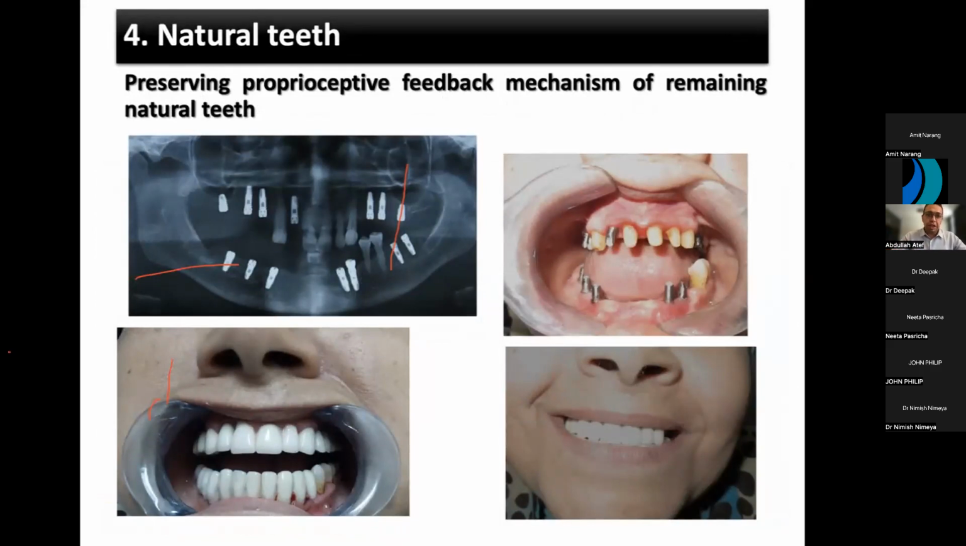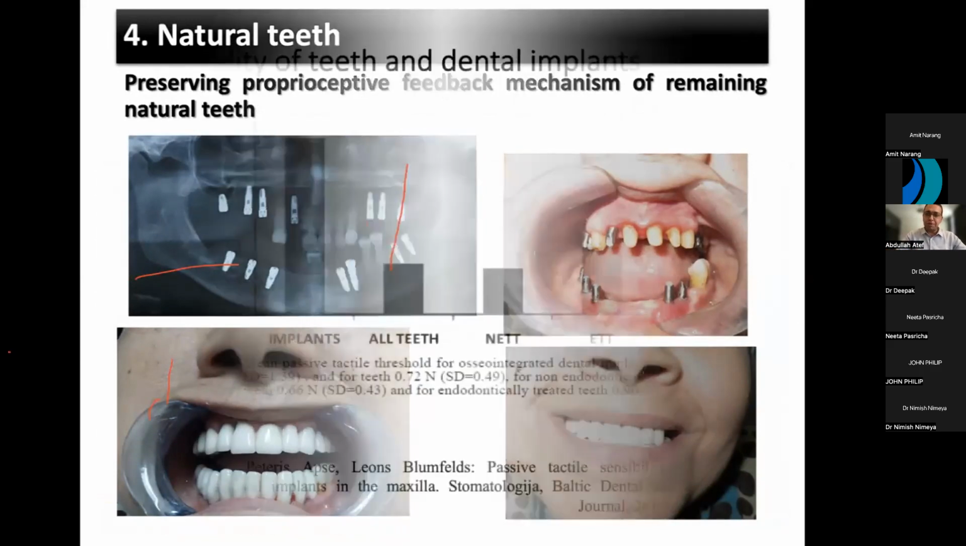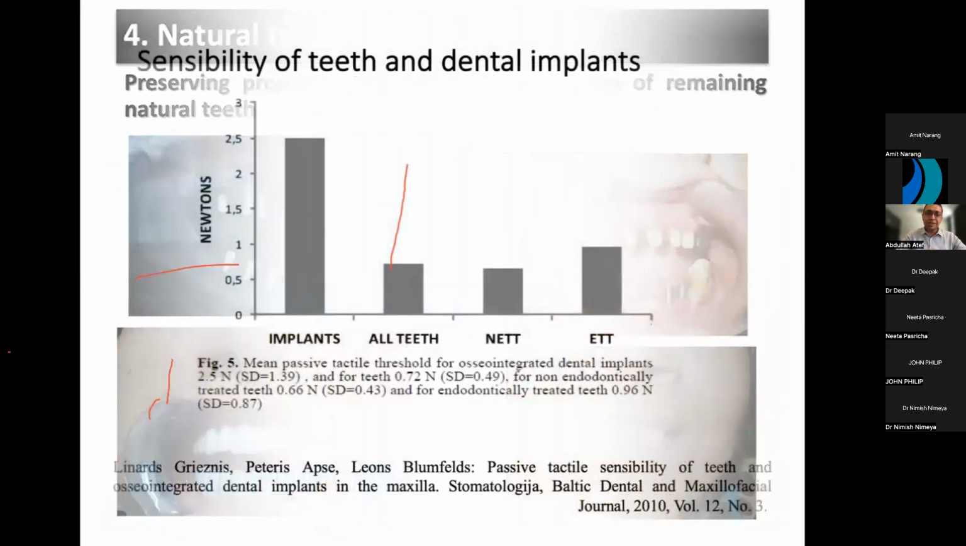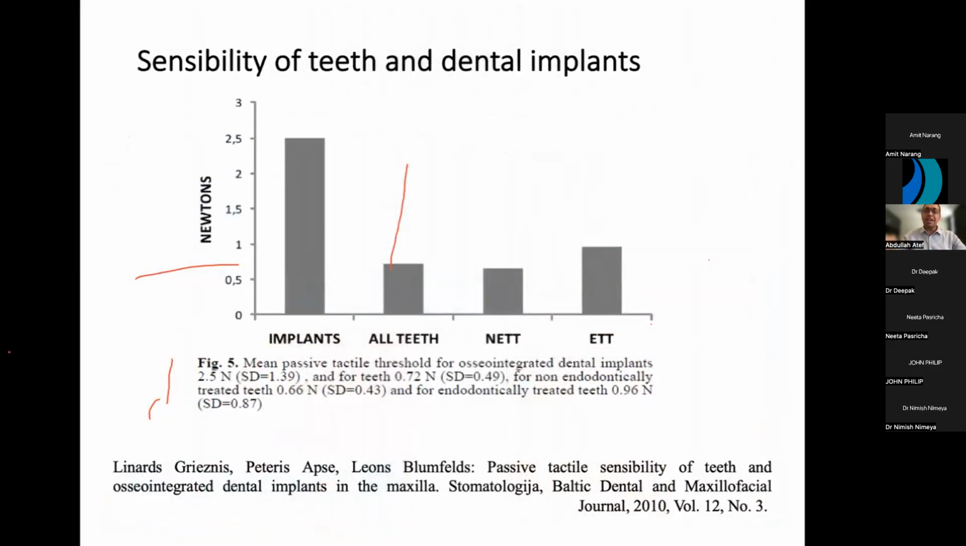Preserving the preoperative proprioception feedback mechanism, so when I can keep a natural tooth or natural teeth among the remaining natural teeth, you have to keep it. You have to keep it because the sensibility of natural teeth, even if it was endodontically treated and restored, is different from the implants.